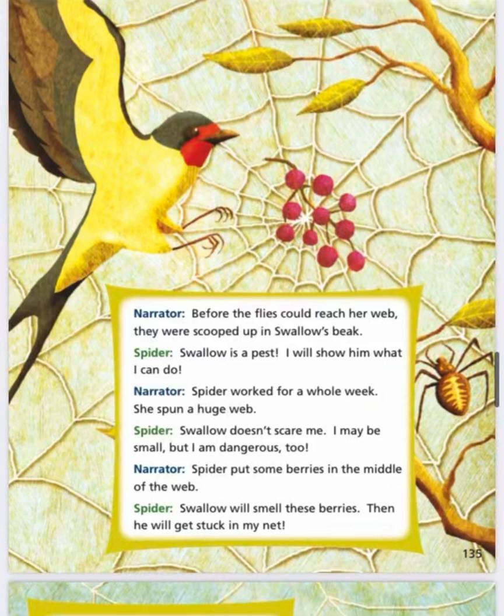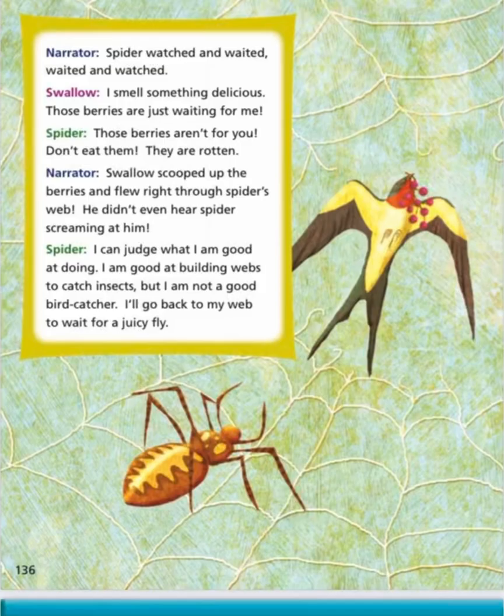Narrator: Spider worked for a whole week. She spun a huge web. Spider: Swallow doesn't scare me. I may be small, but I am dangerous too. Narrator: Spider put some berries in the middle of the web. Spider: Swallow will smell these berries. Then he will get stuck in my net. Narrator: Spider watched and waited and watched.